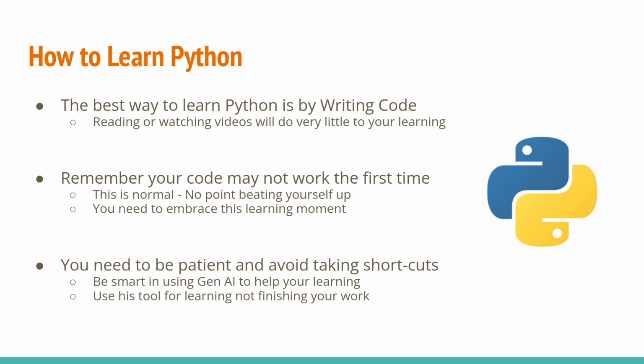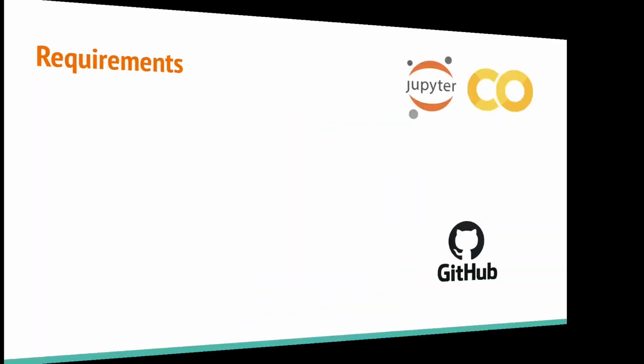So you got to embrace this as a learning moment and learn from it rather than beat yourself up. You need to be patient and avoid taking shortcuts. So you need to be smart in looking for help on the web, making use of generative AI to help your learning. But using Gen AI to simply solve your problem does not always yield the best results, both in terms of learning and in terms of the syntax that's needed. So use it as a guide. Don't make it the master to do your work or your slave to do your work.